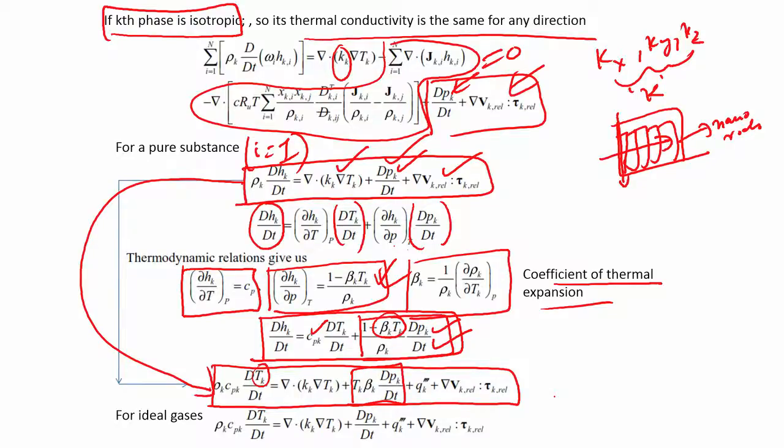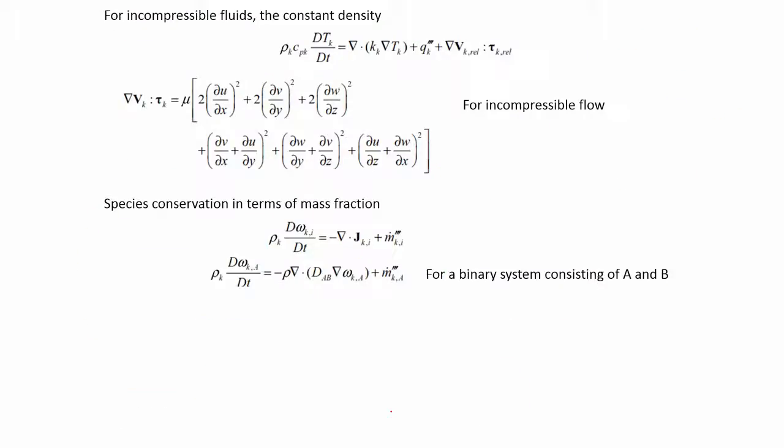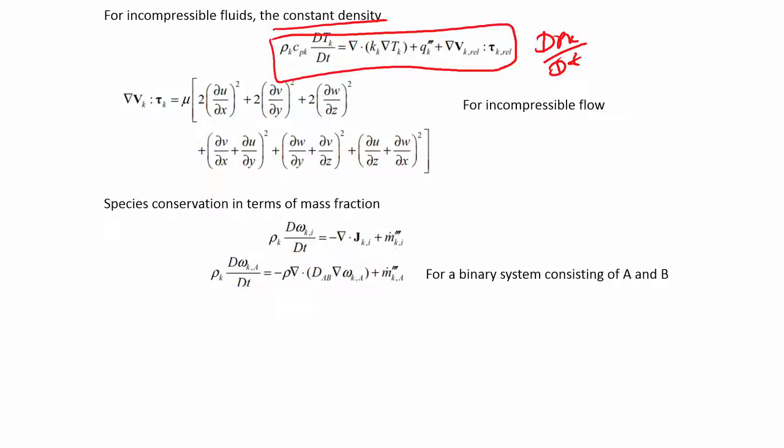Now, for an ideal gas, okay, you can see that this particular expression now reduces to something like this from here to here. Now, for incompressible flow with constant density, okay, we know that the pressure term will actually vanish, that dpk by dt, that will vanish, right. So, you get this particular form. So, we are reducing it slowly, right.